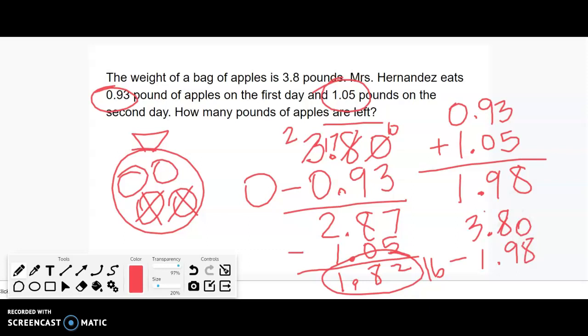Add my 0, borrow, that's 7, that's 10. 10 minus 8 is 2. Can't do that, so I need to borrow. I get 8 and 1. So notice either way, I get 1 and 82 hundredths. So if I'm subtracting multiple numbers, I can either combine the numbers first by adding them, and then subtract them all at once, or subtract them one at a time. Either way will work.